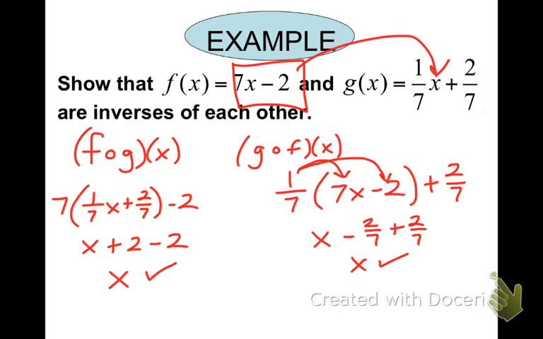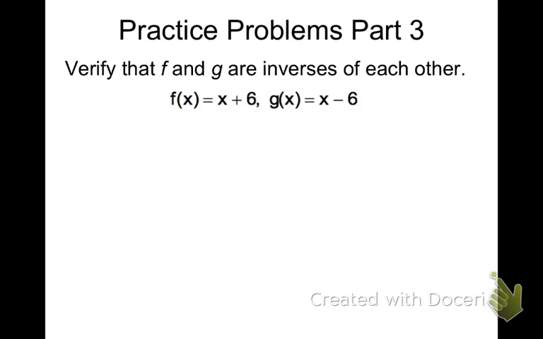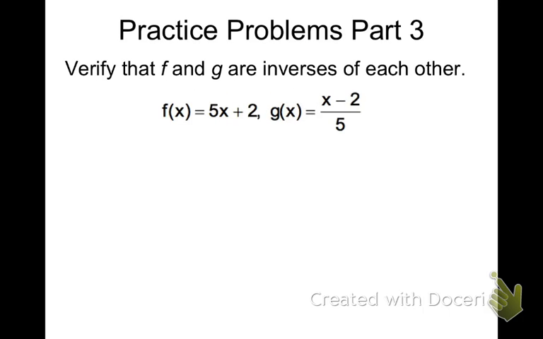Okay? So when you're asked to verify if two functions are inverses of each other, you have to do the composition both ways. Okay? If it works one way, it's probably going to work the other way. So make sure you're doing your arithmetic right. But you have to do the composition of them both ways. All right, let's have you try one and then we'll be done. Let's do this one. So there's your f, there's your g function. Verify that they are inverses of each other.